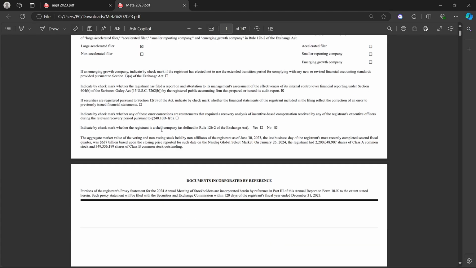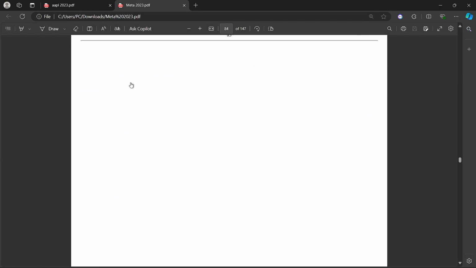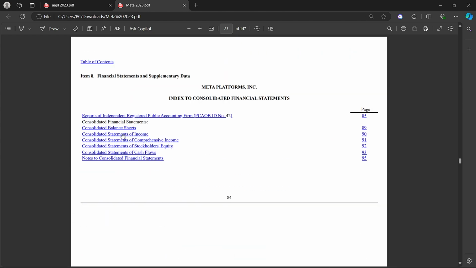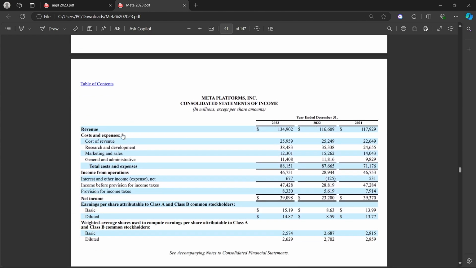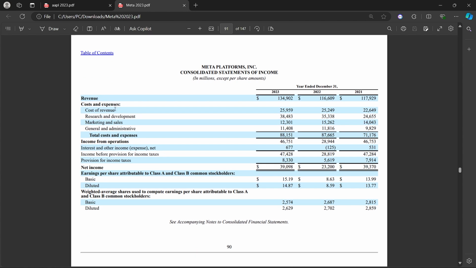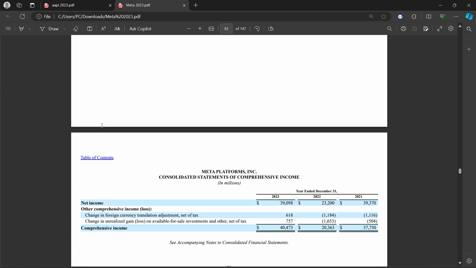From the 10K, go to item 8, financial statements and supplementary data, consolidated statements of income. This is now where we want to be. And you can see revenue, costs and expenses, cost of revenue, development, marketing, sales. And now if you want to view where the revenue was actually coming from.